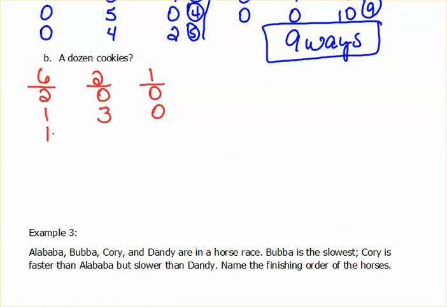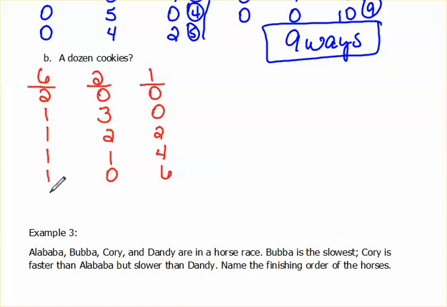Or I could have one group of 6, 2 groups of 2, that would be 6, 7, 8, 9, 10, so I would need 2 singles. Or I could have a group of 6, a group of 2, that'd be a total of 8, so I would need 4 singles. Or I could have a group of 6, no twos, so I would still need 6 singles to make a dozen.